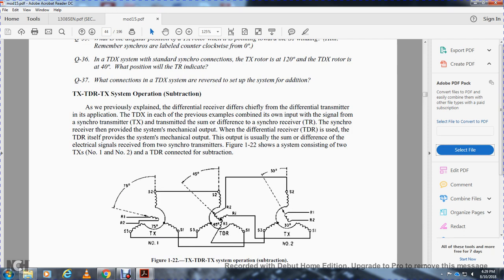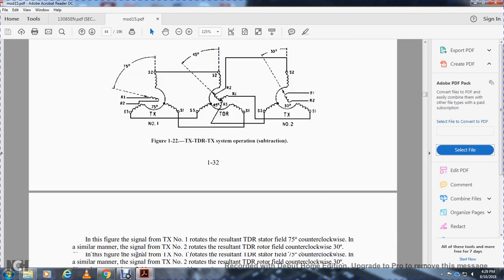Rotor 2 goes to stator 2 of torque transmitter number 2 at 30 degrees. Number 1 torque transmitter stator 3 goes to stator 3 of the torque differential receiver at 45 degrees, and stator 1 goes to stator 1 of the torque differential receiver. The torque differential receiver rotor 1 winding goes to stator 3 of the torque transmitter, and rotor 1 of the torque differential receiver goes to stator 1.